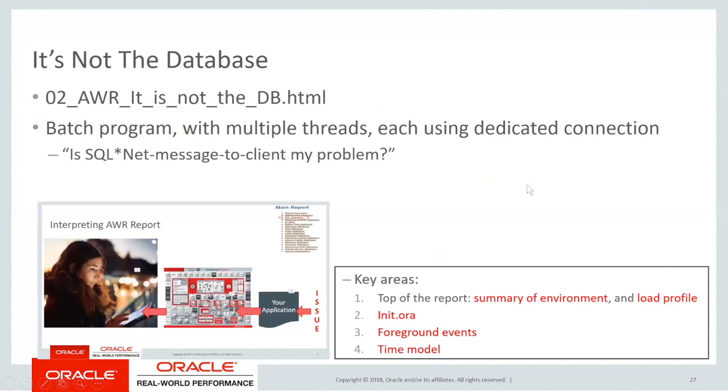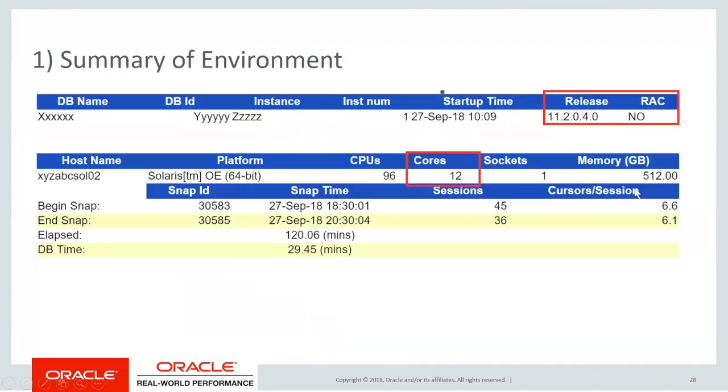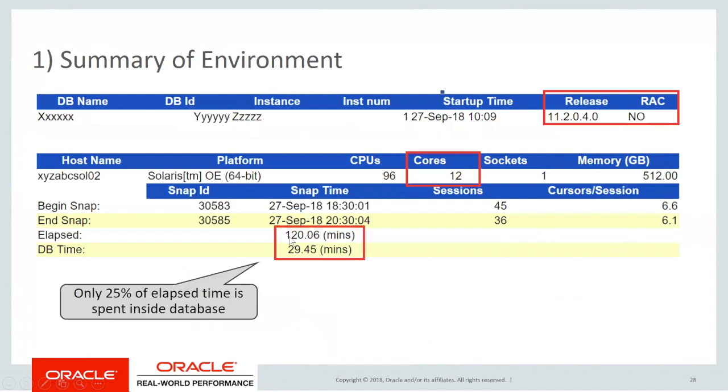Well, let's go and have a look. But again, we're going to use our approach, and then we'll figure out whether that question is a yes or a no. So what's the summary of the environment in this case? It's an 11.2 non-RAC environment, 12 cores, with a 2 hour evening batch window covered. Of the 2 hours, only 30 minutes were being spent inside the database.